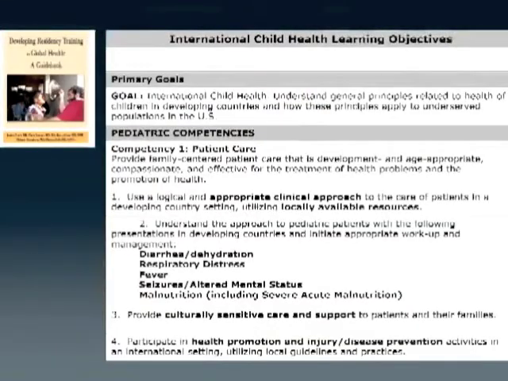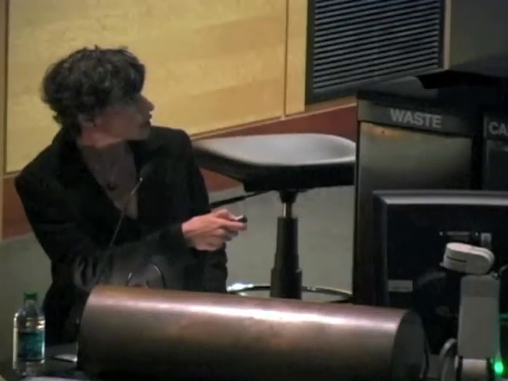Now this is just a snapshot of the first page of the pediatric global health learning objectives, and as you can see, it does fall within the ACGME framework, starting here with competency number 1, patient care. And the next couple of slides just show examples of the objectives under each competency. Of note, the ACGME framework was developed really for use in a clinical setting, for clinical education. But we were able to include important public health, health policy, and ethical issues that are important to understanding global health within this framework.